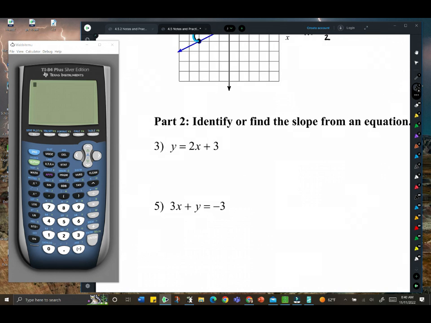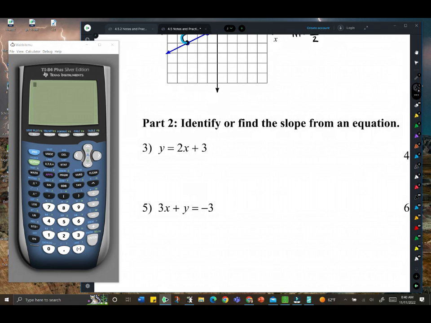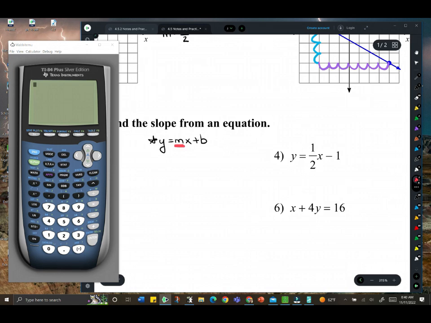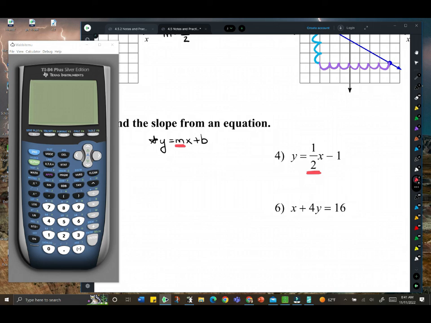Finding the slope from looking at an equation, pretty easy. Why? Because hopefully you remember y equals mx plus b. That, looking right at it, has the slope. It's the m, which is in front of the x. So if you're already in slope-intercept form, like number 3, the slope is simply 2. m equals 2. Done. How about that? Same idea for 4. It's always a number in front of the x. So in this case, m equals 1/2. So those were super easy, I hope.